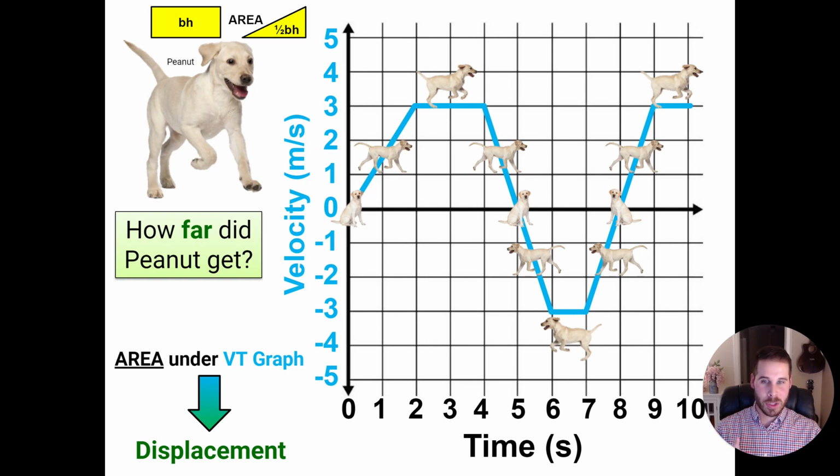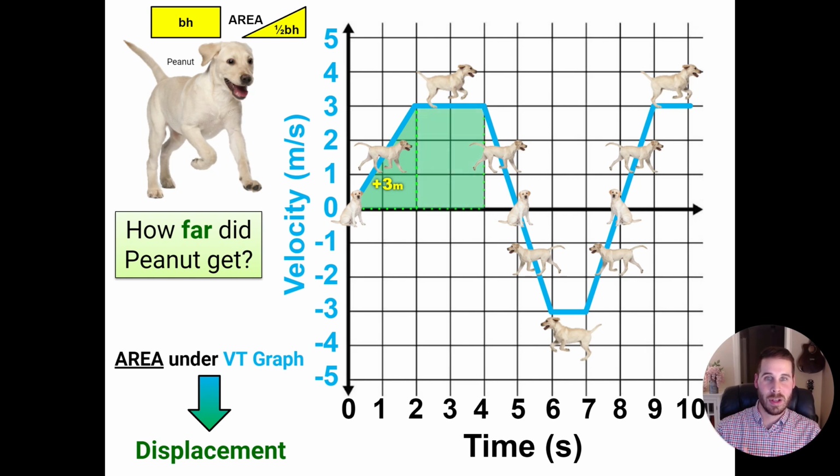So the first section between 0 and 2 seconds, I'm going to highlight that because that's a triangle shape. So I can use 1/2 times the base, which is 2, times the height, which is 3. 1/2 times 2 times 3 equals 3. So in that time period between 0 and 2 seconds, I just figured out that Peanut the puppy went forward 3 meters.